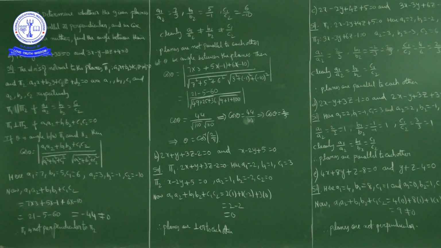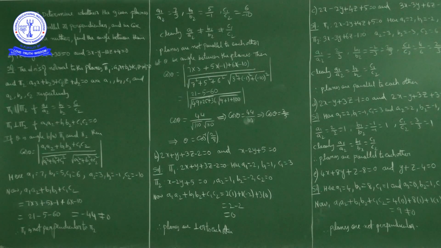Okay, second question. Given planes are 2x plus y plus 3z minus 2 equal to 0 and x minus 2y plus 5 is equal to 0. Now what is the first plane? 2x plus y plus 3z minus 2 equal to 0. Now here a1, b1, c1 are what? The x coefficient a1 is 2, b1 is 1, c1 is 3. So a1 is 2, b1 1, c1 3.